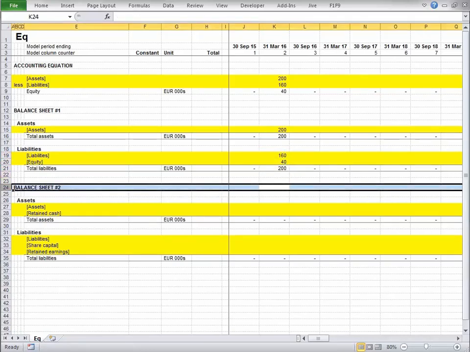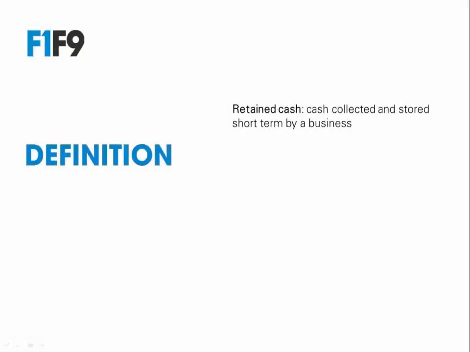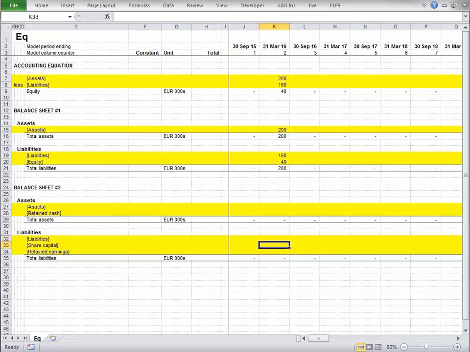In this second balance sheet, I've begun to split my assets out to show, critically, retained cash. Retained cash is the cash collected and stored short-term by a business, for example in its bank accounts, and it is a key asset of the business. Likewise, you'll note that I have split my equity into two.